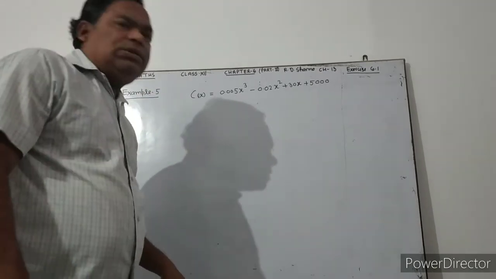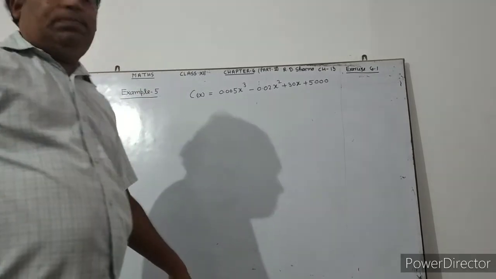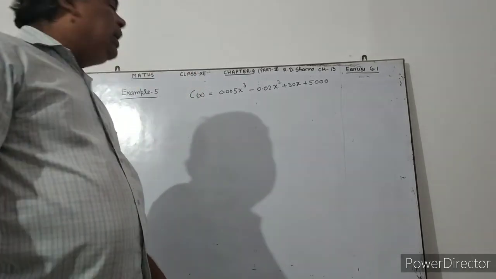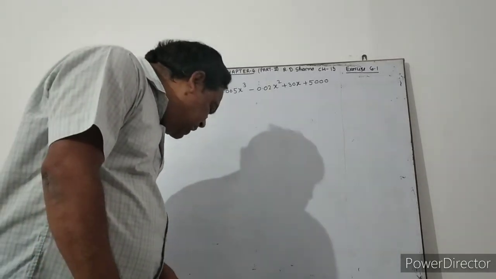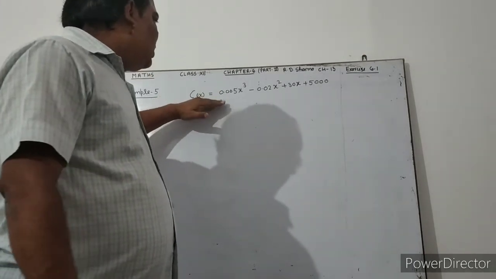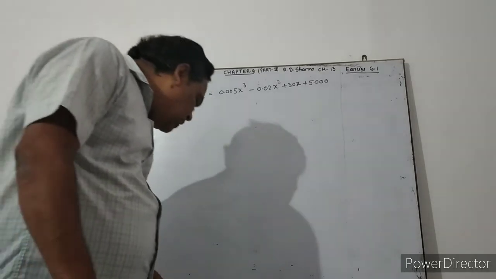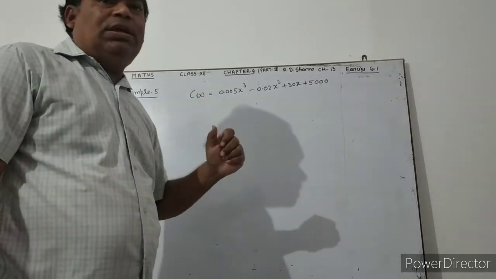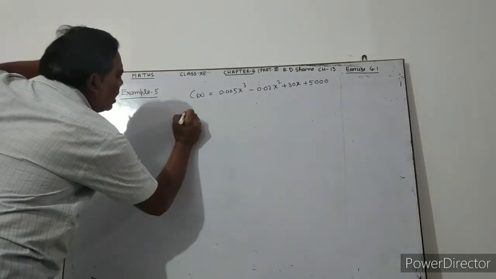Find the marginal cost when 3 units are produced. And what is the marginal cost? The marginal cost is the rate of change in the total cost. Understand? The equation for the cost is given, and you are being asked what the marginal cost is. Marginal cost is the rate of change in the cost.